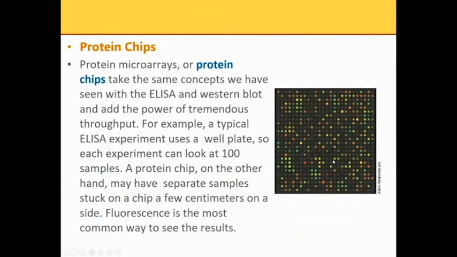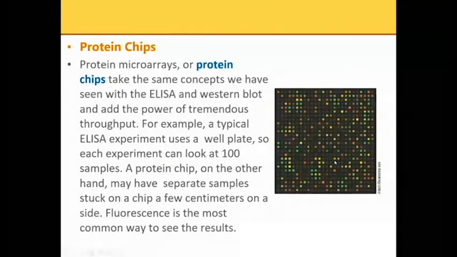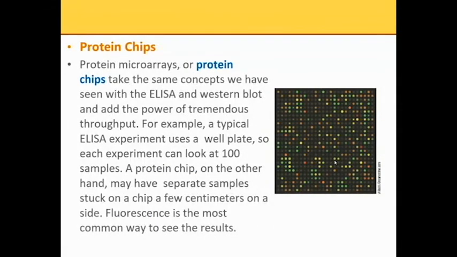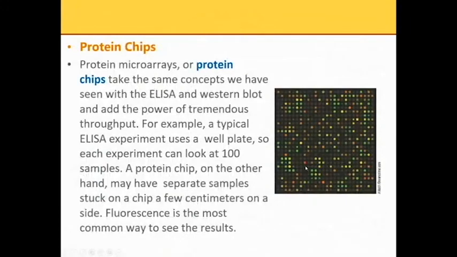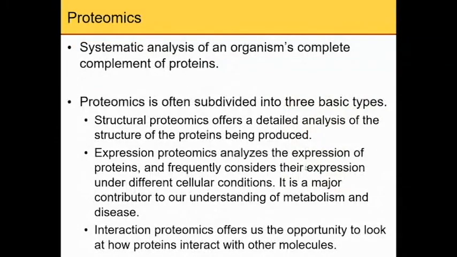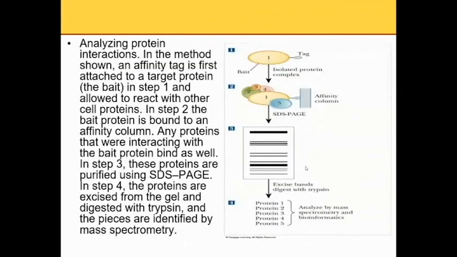And then another technique you can use is called protein chips, which is a similar idea to the ELISA experiment, okay? But instead of one sample at a time, you can perform 1,000 samples at one time. So that's protein chips. And that's basically the end of chapter 5.